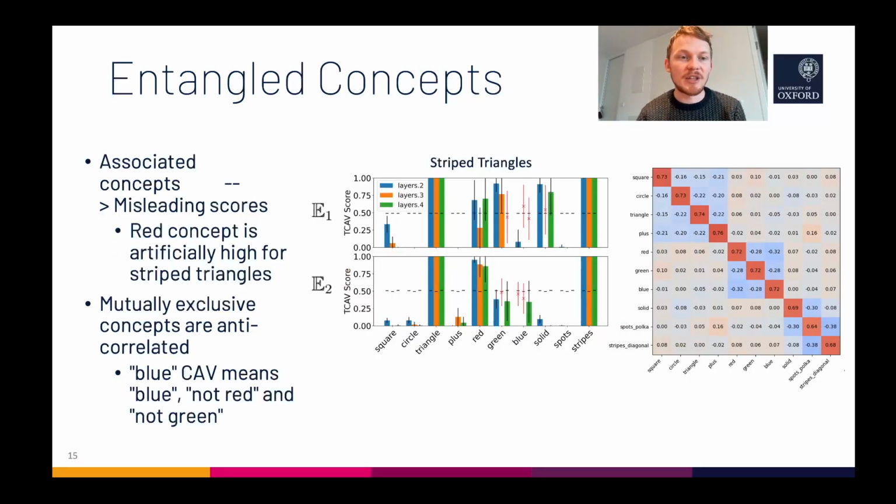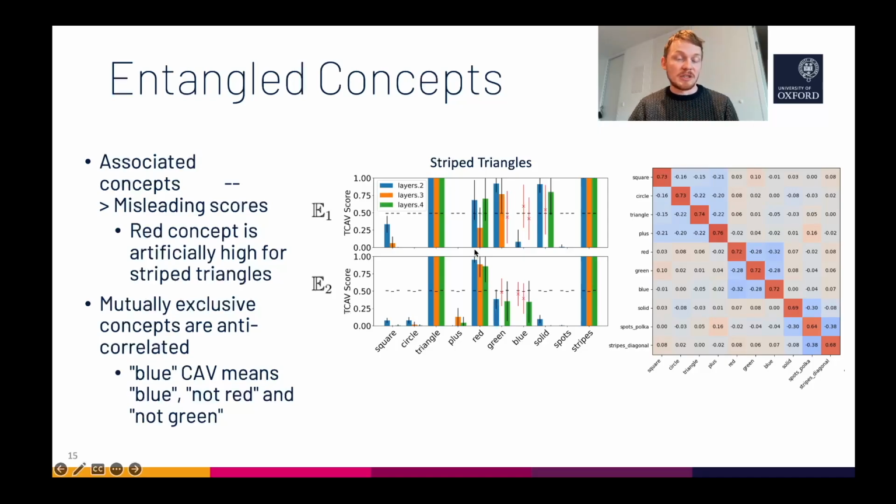But what does this actually mean for the explanations? If we look at some TCAV explanations for the class of striped triangles, we can see some misleading explanations for that second dataset, where the model comes out as being sensitive to the concept of red.